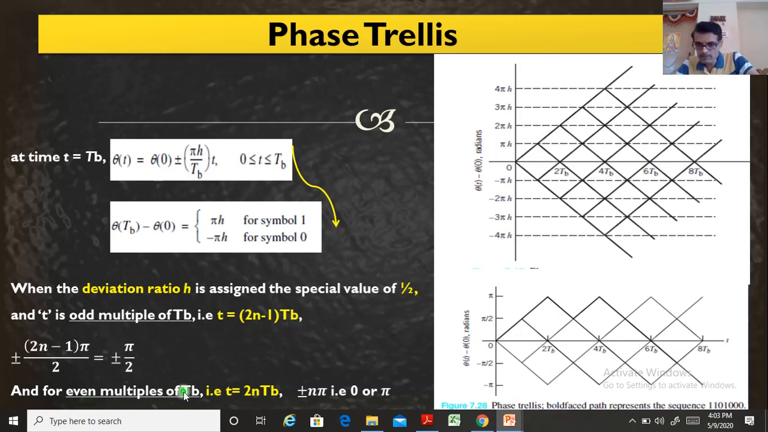If I consider even multiples of TB, then t is equal to 2n TB. Is this a general equation? So if n is equal to 1, we get 2 TB. If n is equal to 2, we get 2 into 2, 4 TB, 6 TB, something like that for different values of n. So this is a general case.